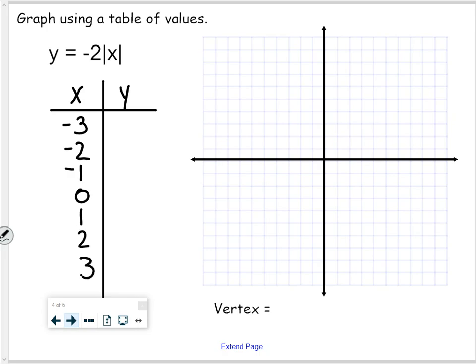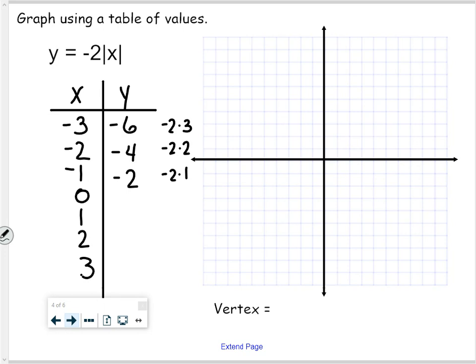When I substitute in the absolute value of -3, remember I'm doing the absolute value part first, that's 3. So I'm going to have -2 times 3 is going to be a -6. When I substitute -2 in, I'm going to get 2 for my absolute value, but I still have the -2 out in front that's getting multiplied, so it's going to be a -4. When I put -1 in there, I get 1 for my absolute value, so -2 times 1 is going to be -2. Right? We didn't have numbers that were going in this order on our last examples.